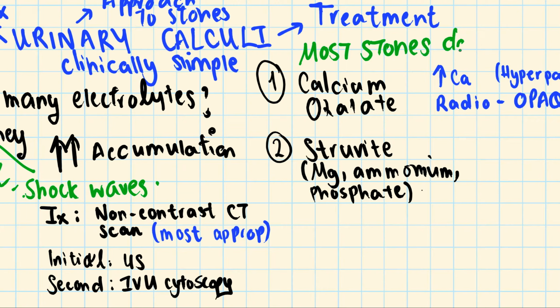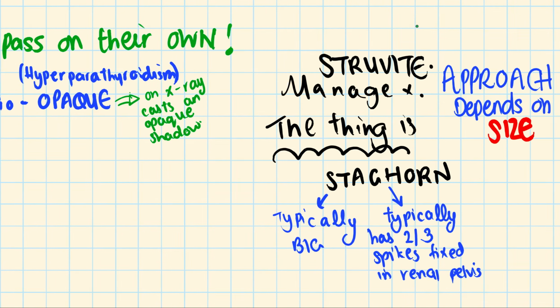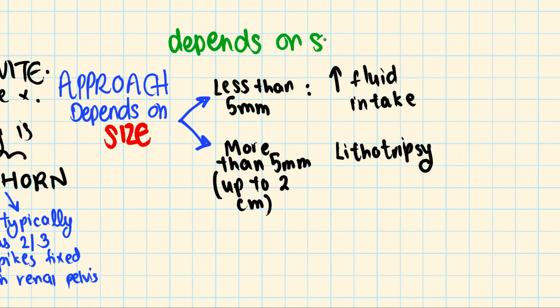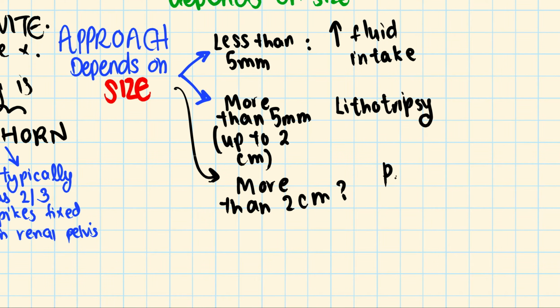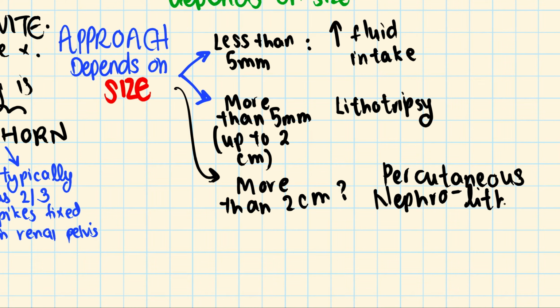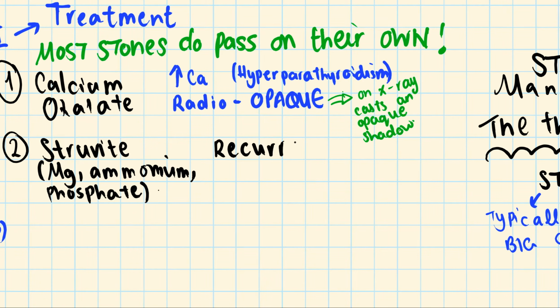Now, most stones do pass by themselves. You need to understand that, and the approach really does depend on the size. If it's more than 2 centimeters, you are going to have a different approach. This is going to call for a percutaneous nephrolithotomy, okay? That means when you actually go through the skin and you do this kind of surgical intervention where you are then going to break down the stone. Okay? Now, what were we saying about struvite?